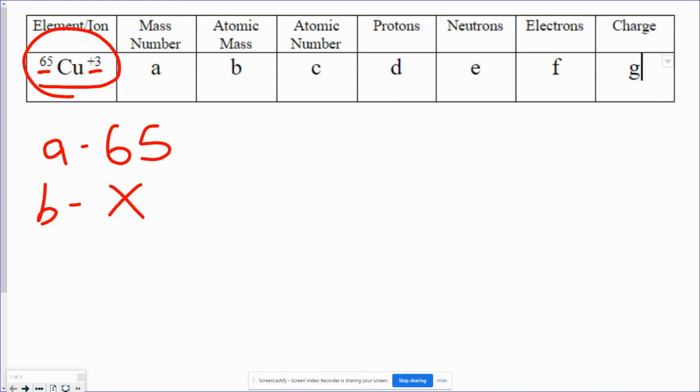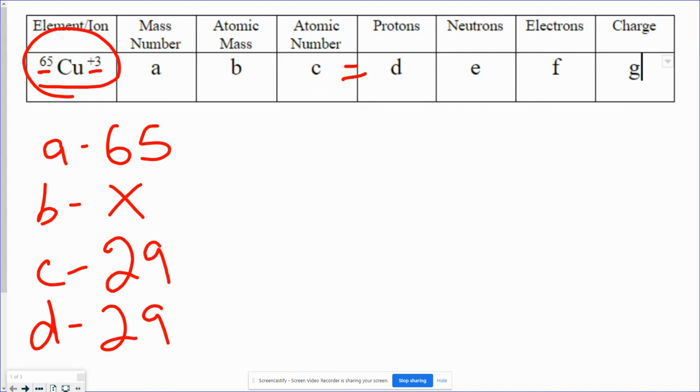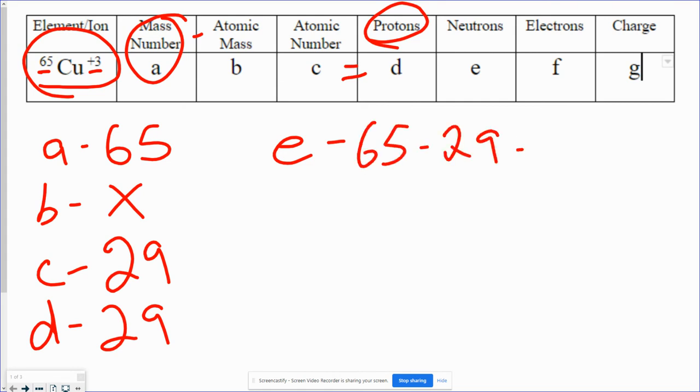Now we go to the atomic number. You're going to find Cu on the periodic table, and it has an atomic number of 29. If the atomic number is 29, the number of protons is 29, because remember, these two columns are always going to be equal. For E on this one, for the neutrons, you're going to take the mass number minus the number of protons. So it becomes 65 minus 29, giving us 36.